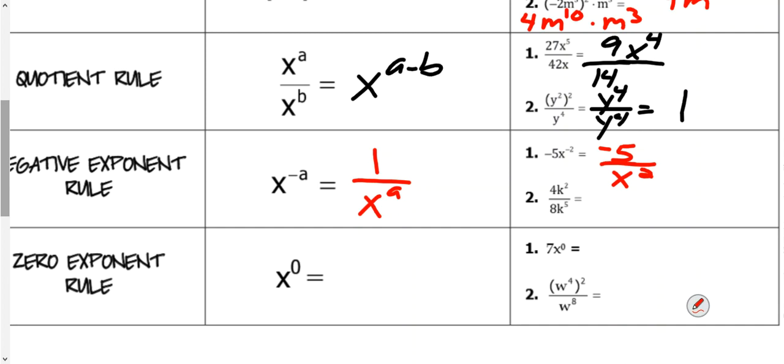Our other example, 4 divided by 8. That changes to 1/2. k to the 2nd power divided by k to the 5th. That would be 2 minus 5. 2 minus 5 is negative 3. So that would be k to the negative 3. So it would be 1/2 or 1 over 2k to the 3rd power.